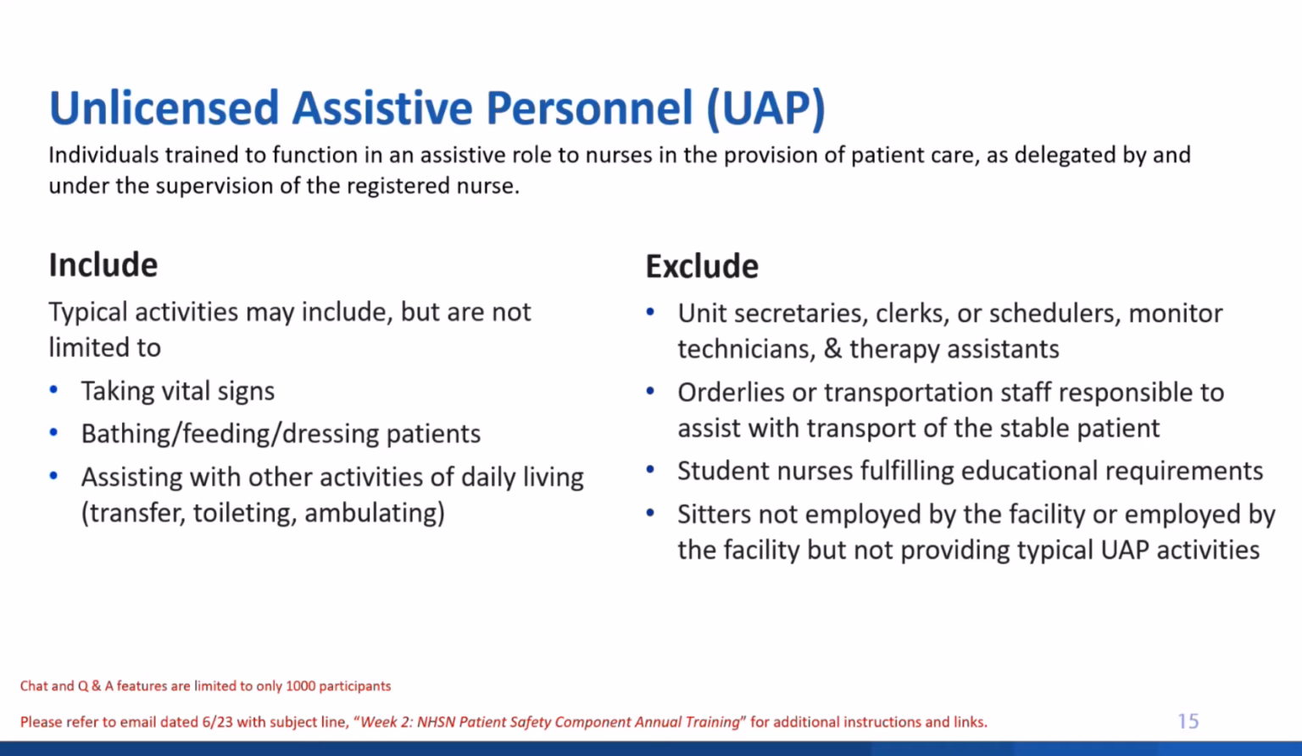So unlicensed assistive personnel are often used for activities of daily living: bathing, feeding, dressing, transfers, vital signs. You want to exclude unit secretaries, clerks, schedulers, monitor technicians, anybody that is really not included in the daily activities of the unit that is related to patient care. So if you have an unlicensed assistive personnel that is pulled to transport for the day, for example, you want to not include them in your daily count.